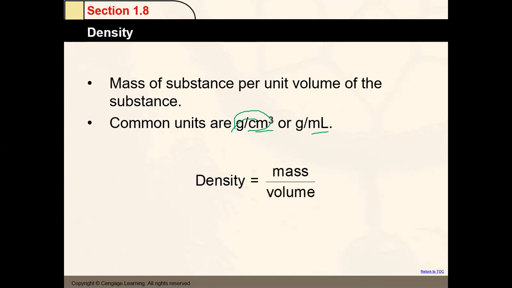But for gases, no. In gases, we normally use grams per liter. So write that down. Gases are so light that 1 milliliter has no weight. So for gases, normally we use grams per liter, but for liquids, yes, grams per milliliter. For example, for water, the density is 1 gram per milliliter. So by definition, density is equal to mass over volume, or d is equal to m over V.